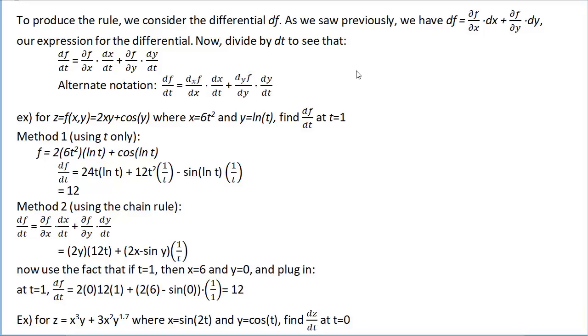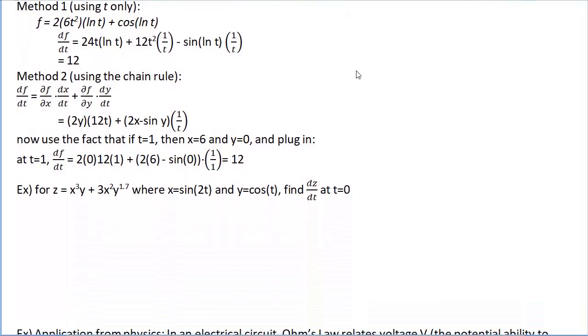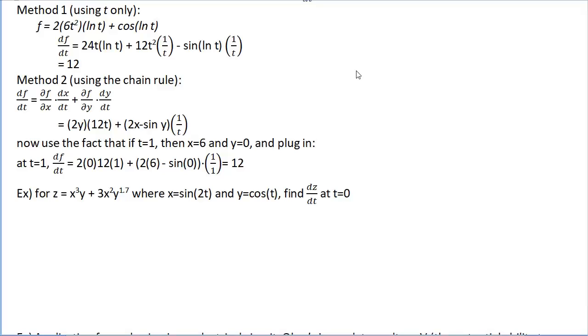So z equals x cubed y plus 3x squared y to the 1.7. But we've also got x equals sine of 2t and y equals cos t. And now let's find dz/dt at t equals 0. One of the first things I'm going to do is start off by figuring out if t equals 0, then what are my x and y values? I'm just going to jot this down on the side.